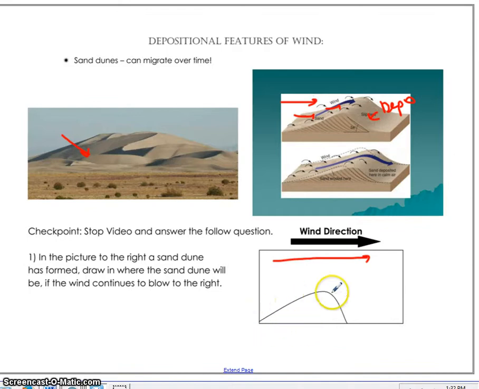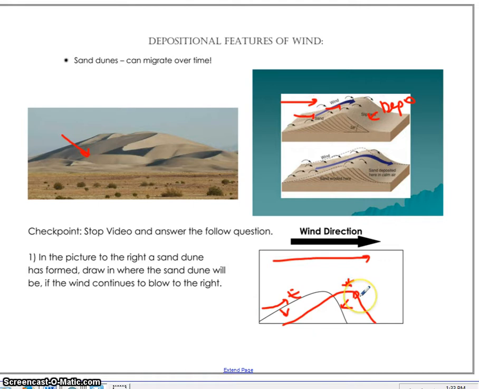So here's the sand dune. As the wind continues to blow and erosion occurs over here and deposition over here, so I'm going to put D over here, E over here. Where will my new dune be? Well, it's going to make this surface move down. And I'm going to have a new steeper side over here. And so this will be my new dune, my new migrated dune in a new location.